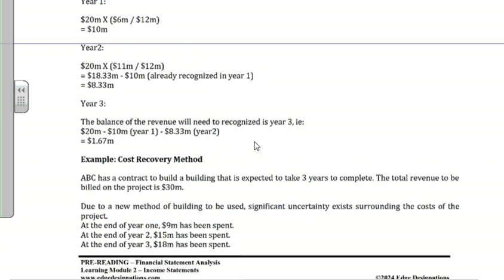Okay. A cost recovery method, remember, and I'll just show you this one. Let's have a quick look. ABC has a contract to build a building. It's likely to take 3 years. Total revenue we're going to bill on the particular contract is $30 million. A certain amount of uncertainty exists surrounding the cost of the project. At the end of year 1, I've already spent $9 million in costs. End of year 2, I've spent $15 million. End of year 3, I've spent $18 million.